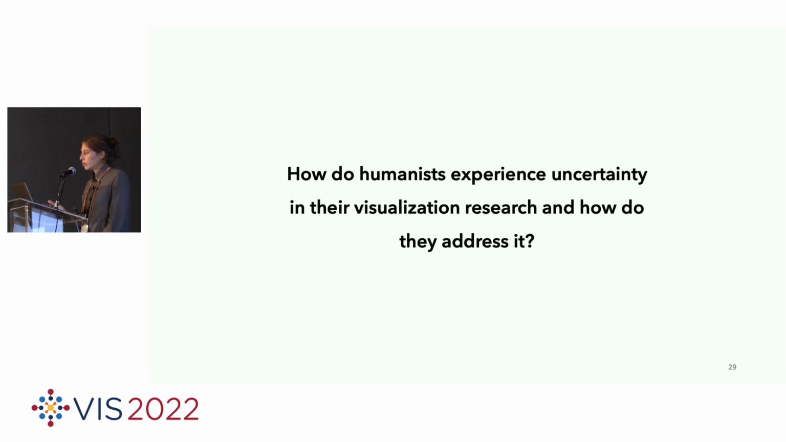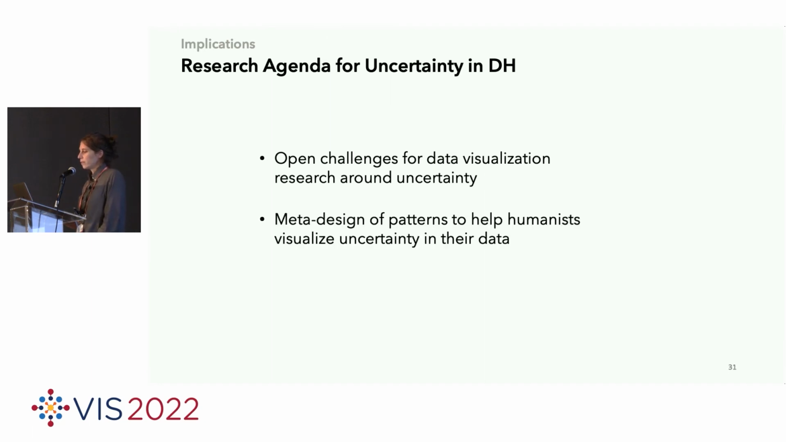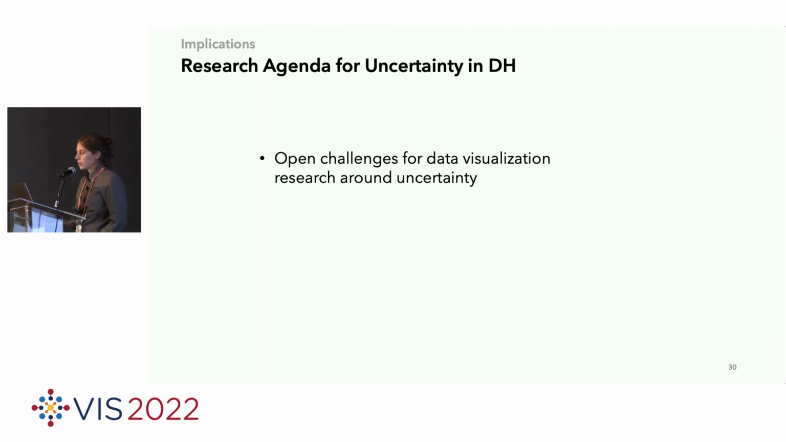We presented our bottom-up empirical findings of how humanists experience uncertainty in their research with visualizations and how they try to address it. Our work now closes with the research agenda for uncertainty in the digital humanities. First, we propose that our taxonomy can work as open challenges for data visualization research around uncertainty. So we've seen that there's quite a few papers and research happening around missing data, but perhaps more interest can also happen for conflicting data or how to represent human subjectivity that are common uncertainties in digital humanities.